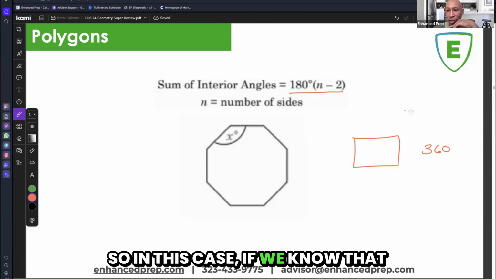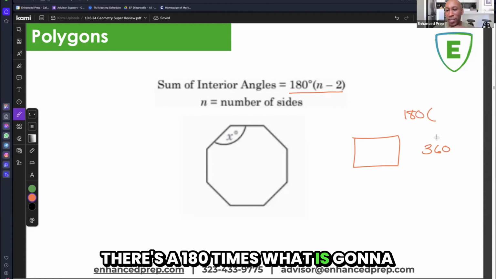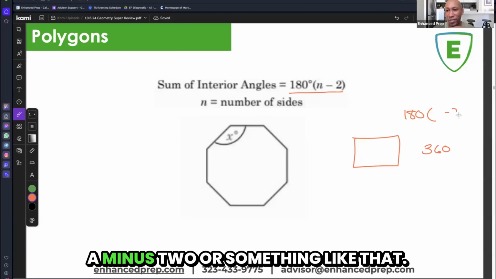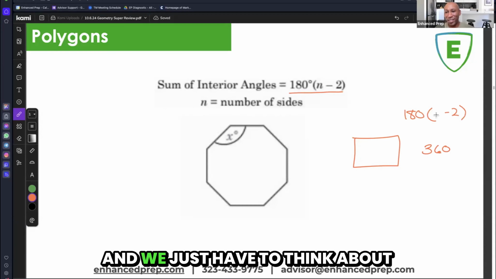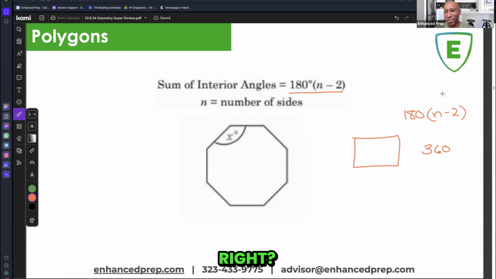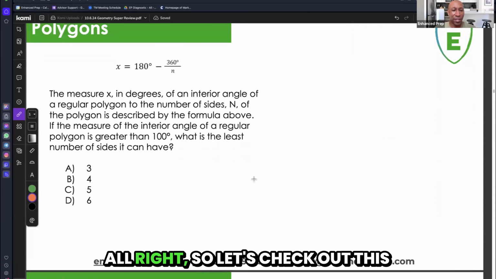So in this case, if we know that it's 180 times something that is going to get 360, well, we know that there's a minus 2, and we just have to think about it being n minus 2, right? So that's another way to think about it. It's just going to be the number of sides. All right. So let's check out this question.